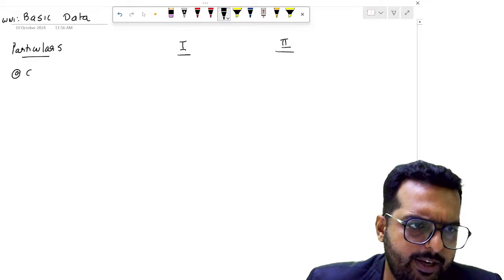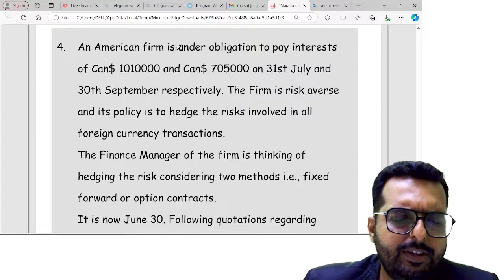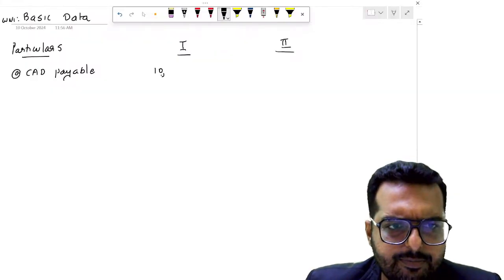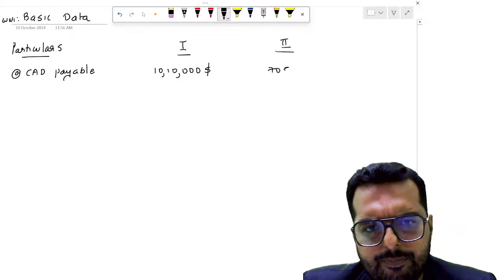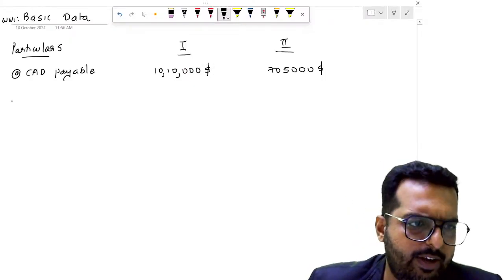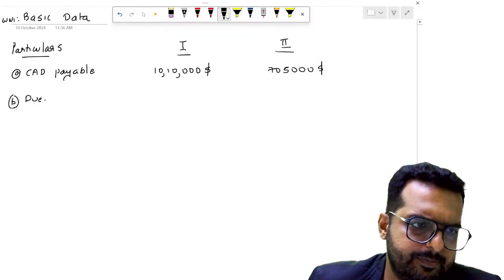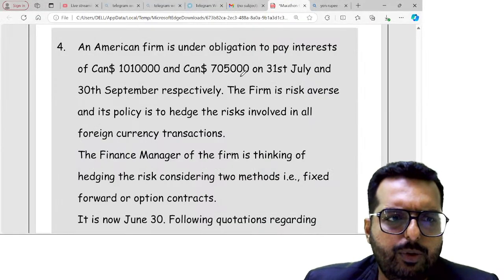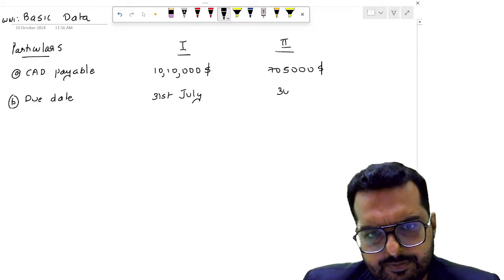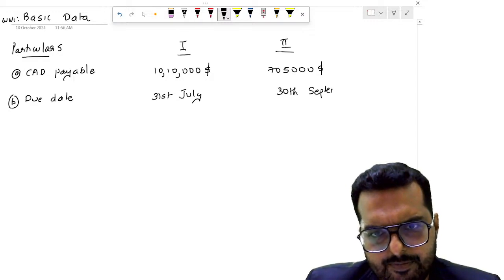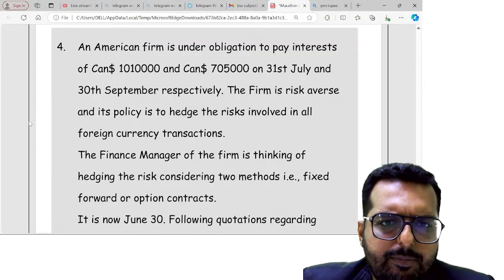Then I'll write down point number A, CAD payable. How much is the CAD payable? 10 lakh $10,000. And what is the second one? 7 lakh $5,000. That is the second part. Am I right? Due date. What is the due date? 31st July and 30th September.